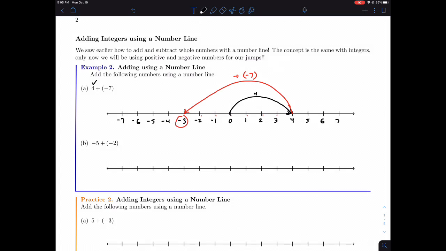All right, so let's look at -5 plus -2. Again, I think I can still start with 0 in the middle. All right, so I want to start with -5, but since -5 is negative, I'm going to start at 0 and jump the whole way to -5. And then to -5, what we're doing is adding a -2.